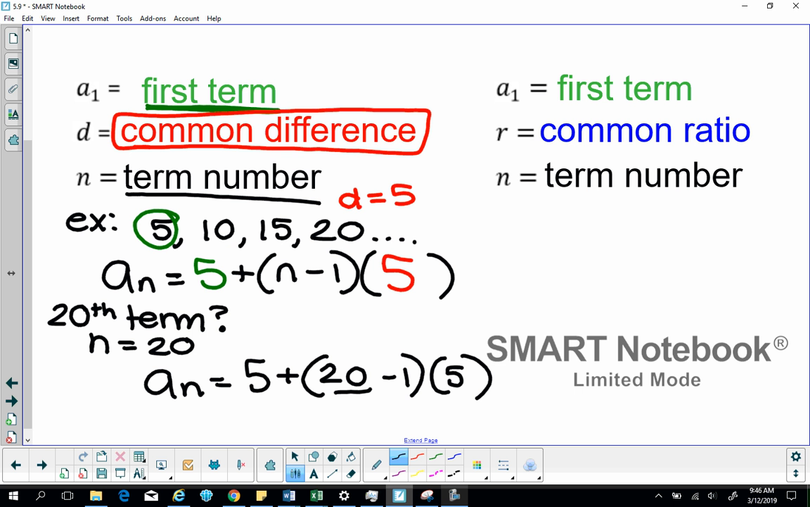You put that right into your calculator. So in your calculator, do 5 plus, and you can even do it in your head, 19 times 5. What do you end up getting when you do that? 95? Perfect. That means your 20th term, or we can even write it like this, a to the 20th, means your 20th term is 95. That way you don't have to sit there and write a table 20 times. This just gives you the answer. Does that make sense?